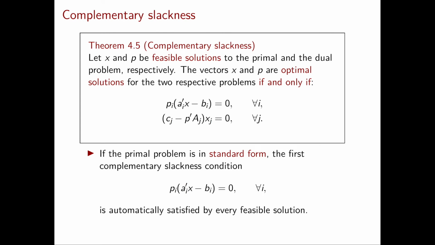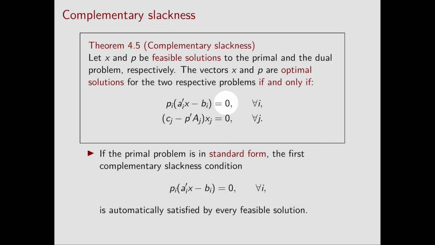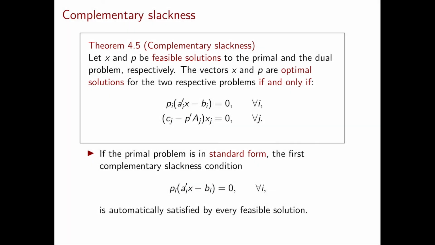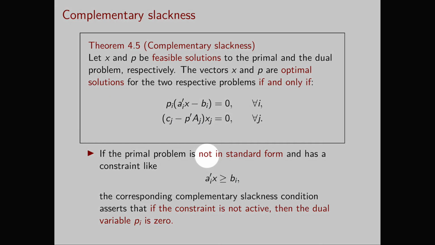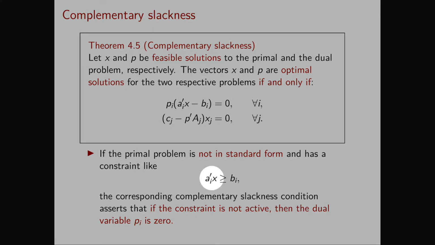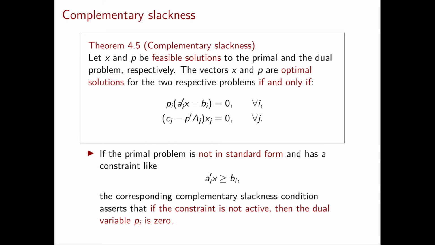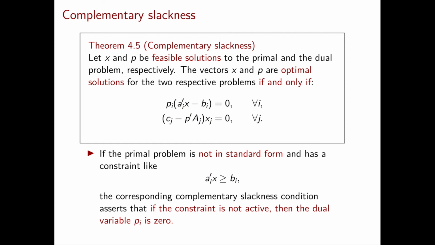This is because having equality constraints in the primal implies that every feasible solution satisfies a_i^T x equal to b_i, so the product will be automatically 0 because the second term is 0. So now let's consider instead the case where our primal problem is not in standard form and also has a constraint of the form a_i transpose x greater than or equal to b_i. Then the corresponding complementary slackness condition says that if the constraint is not active, we need to have the corresponding dual variable p_i equal to 0.